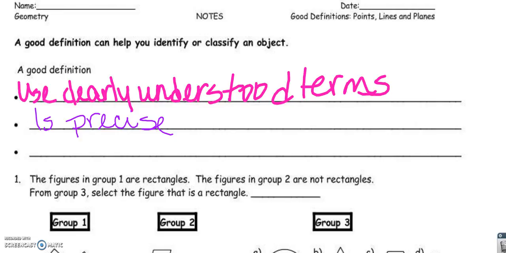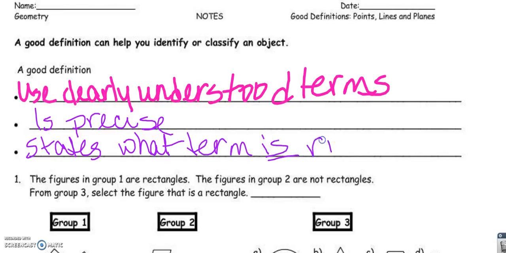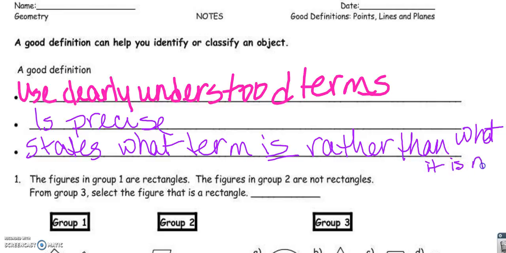And the last thing that makes a good definition is that it states what the term is rather than what it is not.